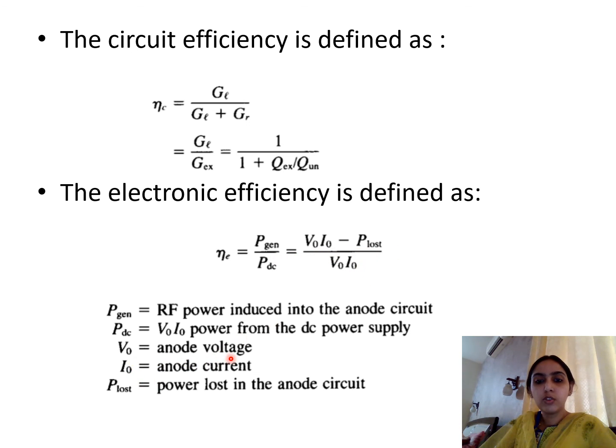V0 is the anode voltage, I0 is the anode current, and P lost indicates the power which is lost in the anode circuit. So generated power is the RF power which is induced into the anode circuit, and P DC is V0 I0, that is the power from the DC power supply. So we have to remember these equations, that is, the equations for circuit efficiency and electronic efficiency of a magnetron.